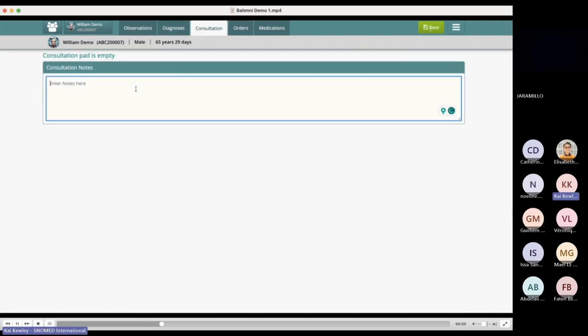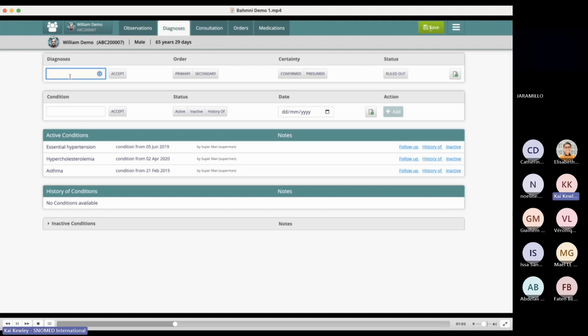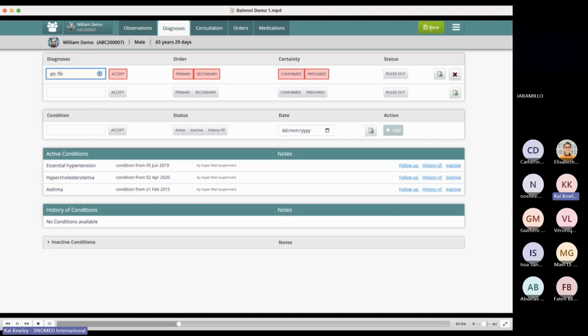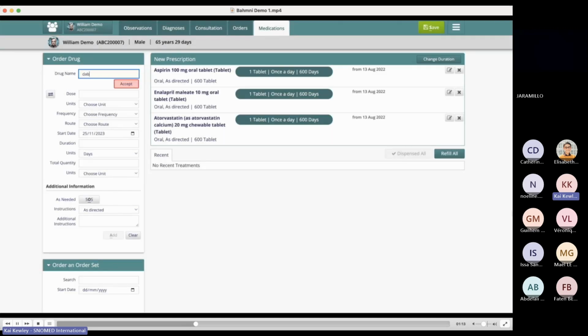In the consultation panel, we can enter a free text clinical note describing our reasoning. The electrocardiogram results showed atrial fibrillation. We record this primary diagnosis in the next panel, searching in SNOMED CT. The next step is to prescribe the necessary medications, beginning with dabigatran, an oral anticoagulant, to reduce the risk of stroke in patients with this condition.